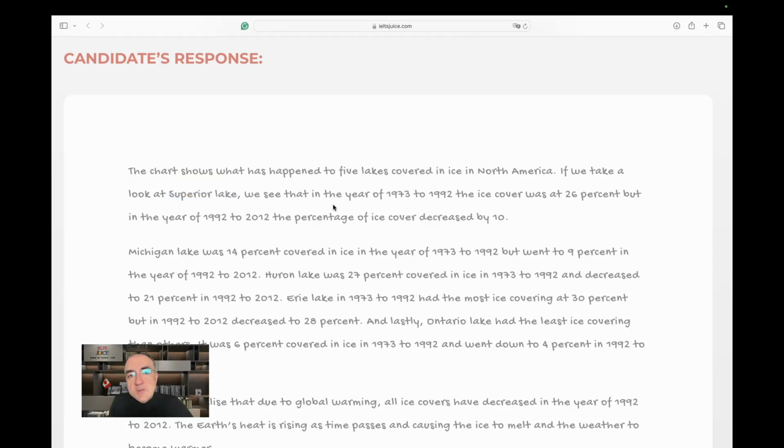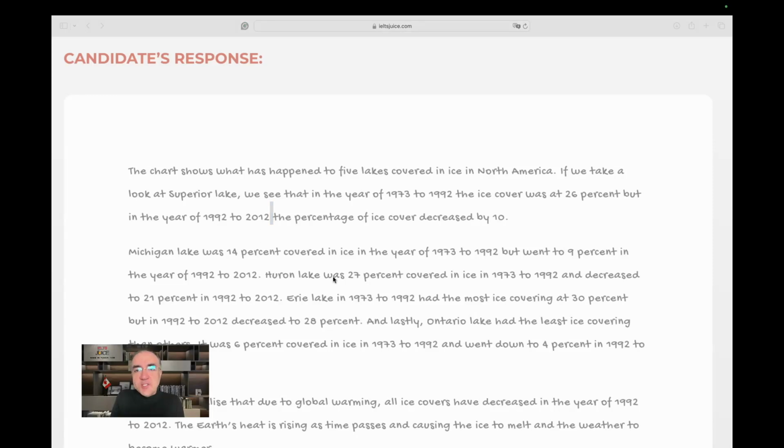We see that in the year, I don't need the year, of 1993 to 1992. Is it just one year, in the year, or in the years 1993 to 1992? And the comma, the ice cover was okay, past simple, at 26%, but in the years 1992 to 2012, comma, the percentage of ice cover decreased by 10.